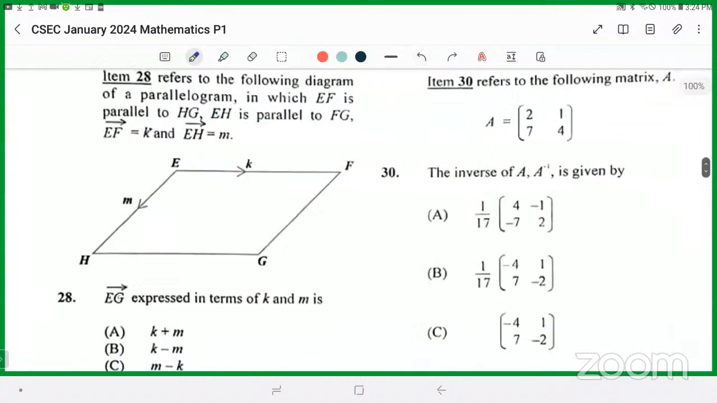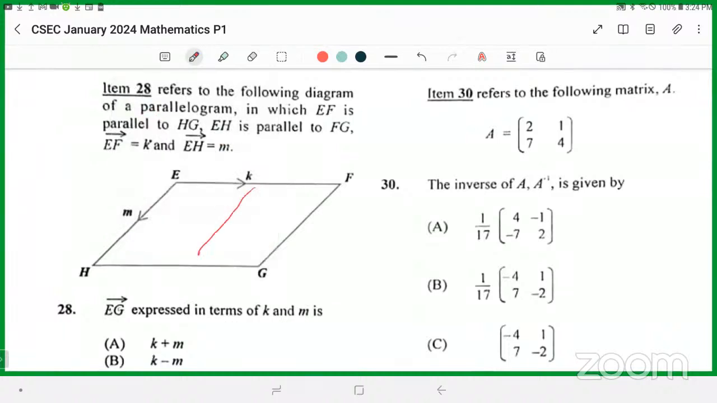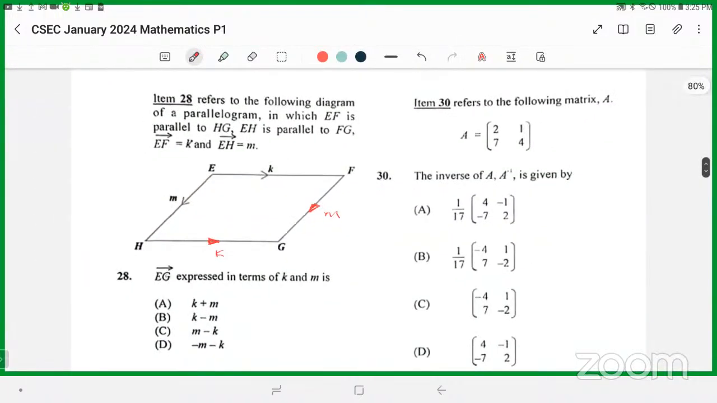But because it's a parallelogram, we can actually put down the other vectors. So the same vector is over here, that is here, going the same direction. So this vector is K, going this way. And then this vector is coming down. So over here, coming down is the same vector M. And the question says, express EG in terms of M and K.